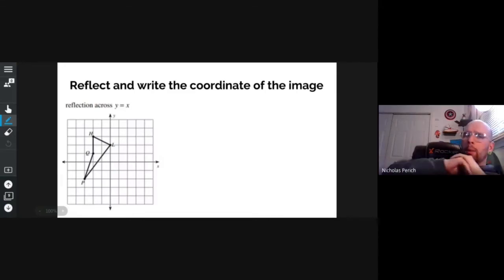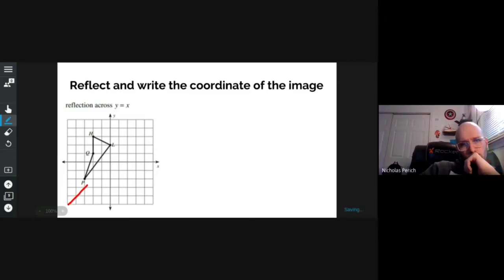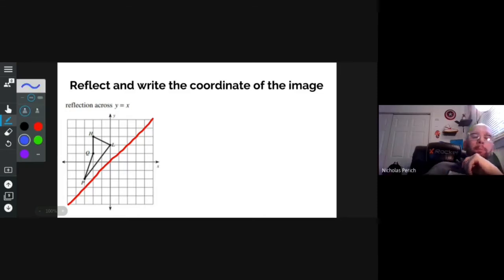So now I am to reflect across y equals x, which is that line right there, that perfectly straight line. What I'm going to do with this is I'm going to do exactly what the rules told me to.